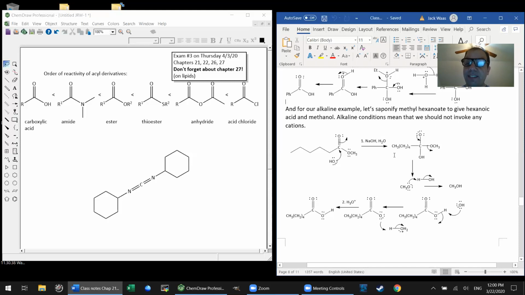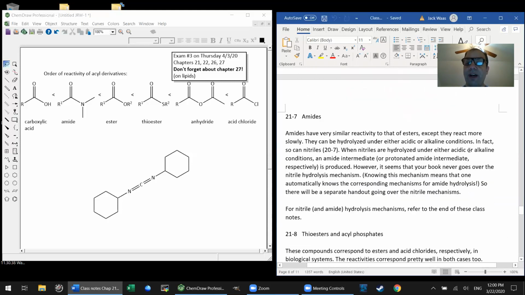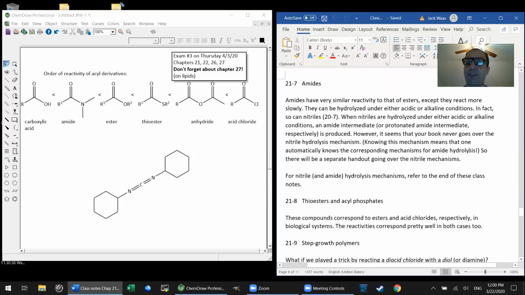So this is how saponification, or basic hydrolysis of esters, happens. We also mentioned that briefly, although not with the mechanism, in chapter 27, since we were talking about soaps and how they were made. So that's a pretty good place to stop also, I think.